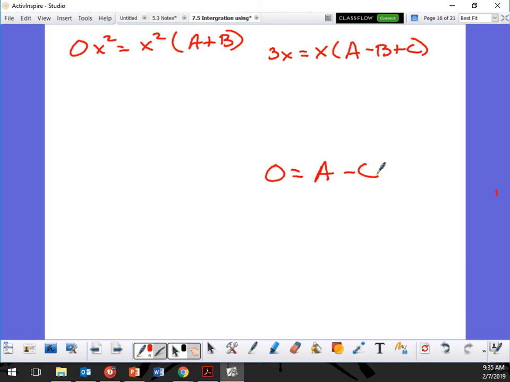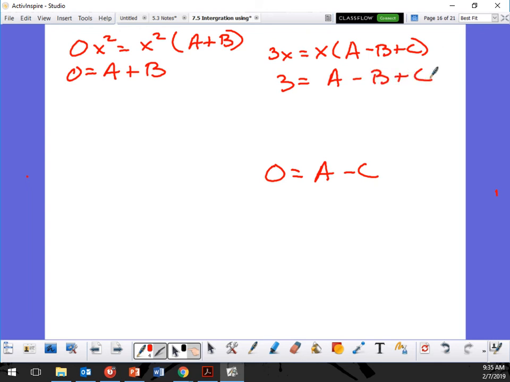Let's go ahead and start on the left-hand side. Let's divide everything by x squared. I get 0 equals a plus b, right? Divide everything over here by x. So 3 equals a minus b plus c.